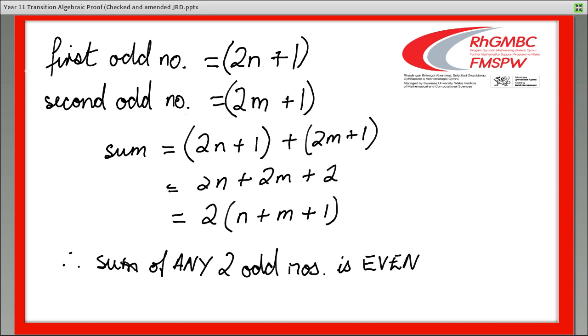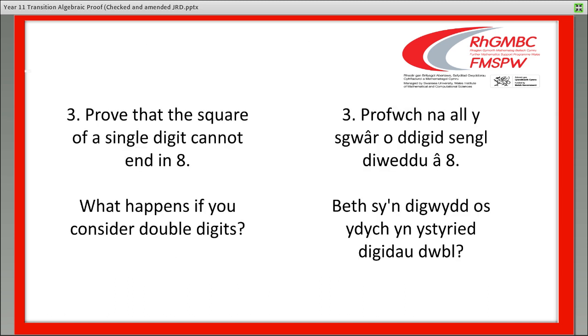And there's my proof. Nice, elegant, and it works for every single particular value. So as you can see, this whole concept of proof need not necessarily be scary or frightening. We can take it back to basics. Now, with the next question, it's split into two sections.